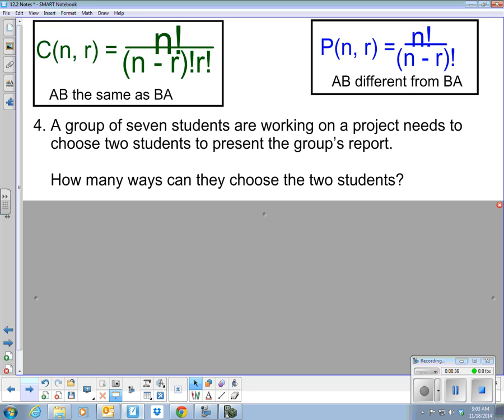I have no idea where n and r came up with. It's really weird and random. But sometimes in math we do that.